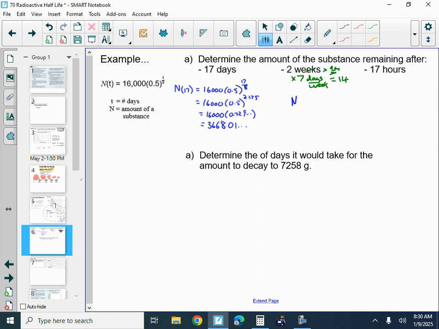So then it would be just N, the amount of it left, sometimes it's the number of atoms left, or the number of grams left, right? So yeah, we're putting in our 14, and we have our 16,000, and our 0.5, 14 over 8. Obviously that one is just as easy to calculate out as before, so I don't need to repeat that one a third time.